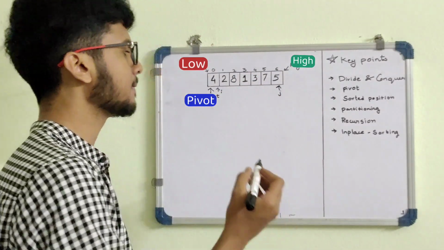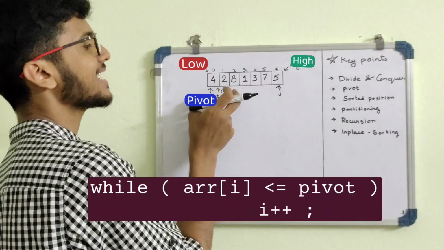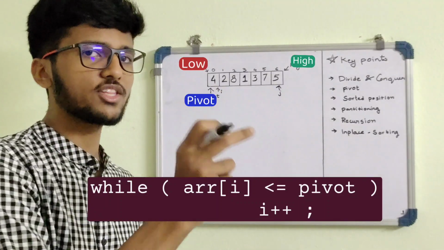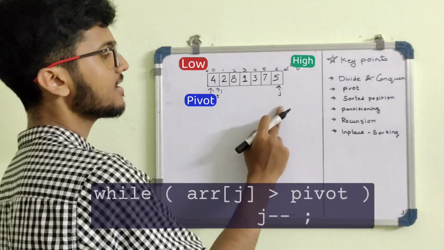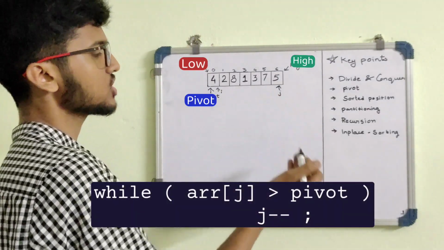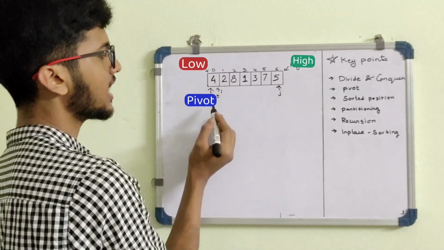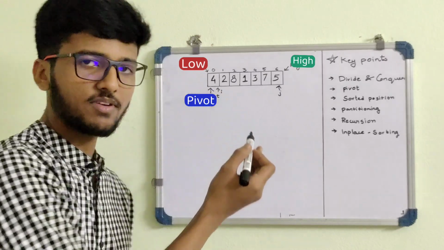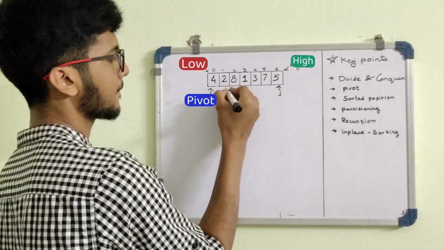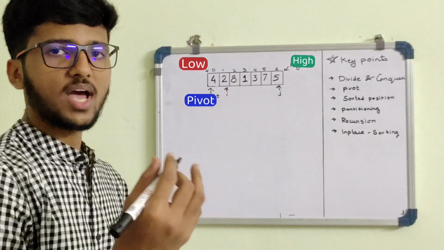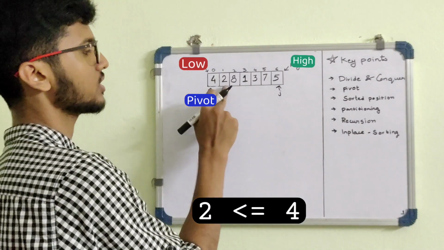So once again I'll repeat. We are going to increment I while the element at I is smaller than or equal to the pivot element, and decrement J while the element at J is greater than the pivot element. In this case, let's increment. Now the element at I is the pivot element, which is equal, so we increment I. Now the element at I is smaller than or equal to the pivot element, so increment I.